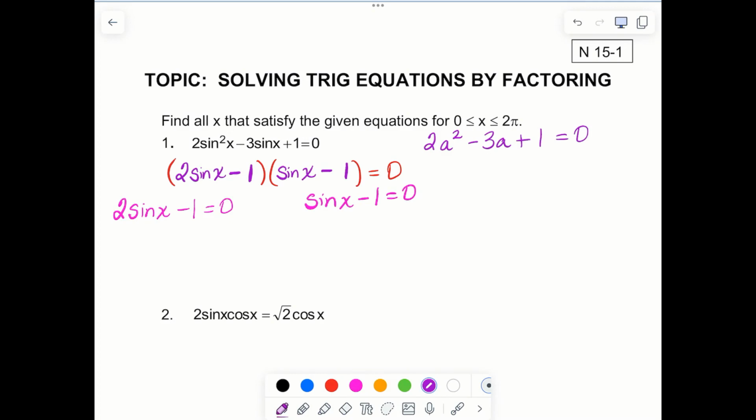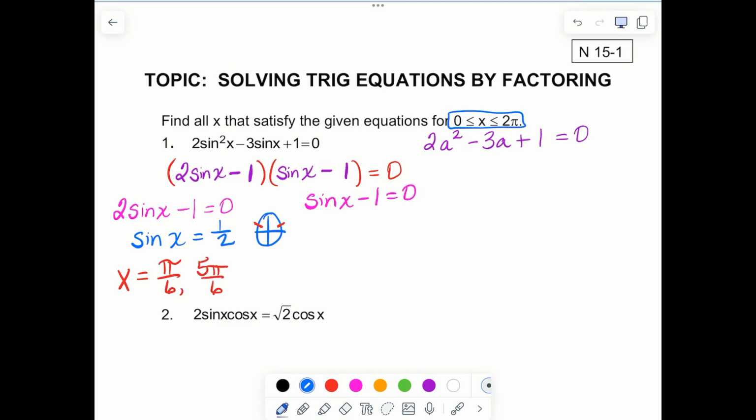With this one, I'm now at a single trig function, so I'm going to get down to sine of x is equal to 1/2. I think of the unit circle. I am in radians, notice. So where is sine 1/2? That means y is 1/2. That would be here and here. So I would get the answers of x equals pi over 6 and 5 pi over 6.